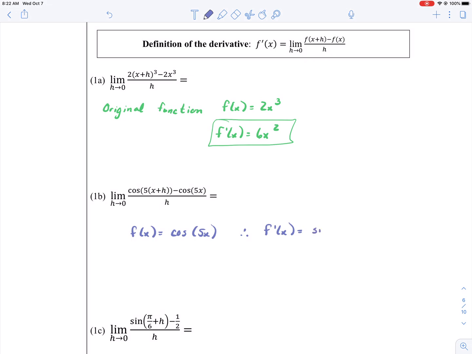So I would do negative sine of 5x times the derivative of the inside, which is 5. So my result, I always want to put that coefficient at the front, is negative 5 sine of 5x. So the result of this limit would be negative 5 sine of 5x because this is asking me to take the derivative of cosine of 5x.